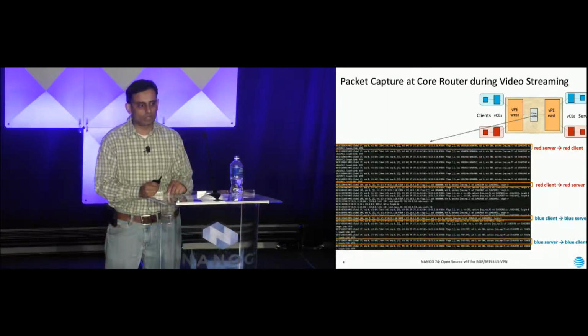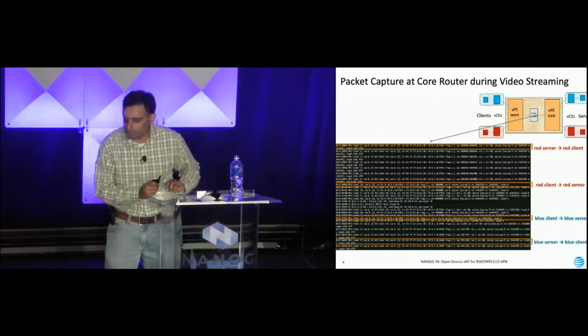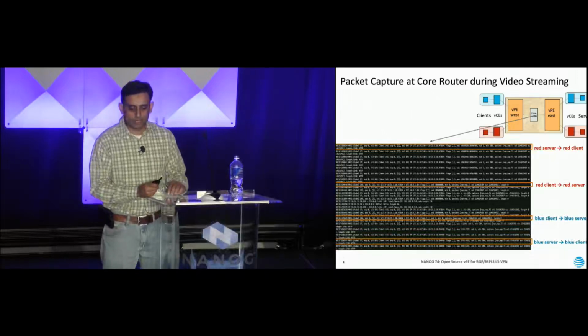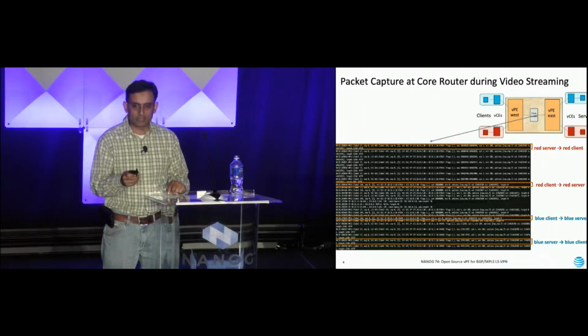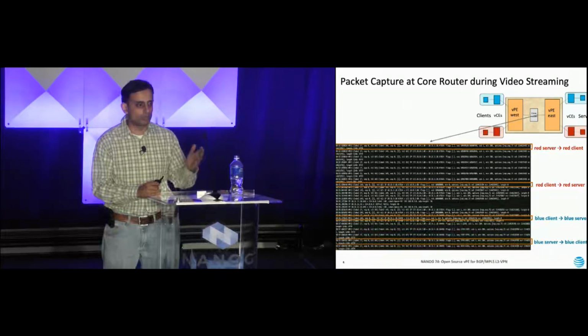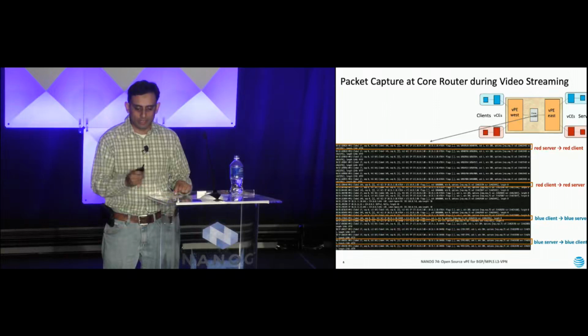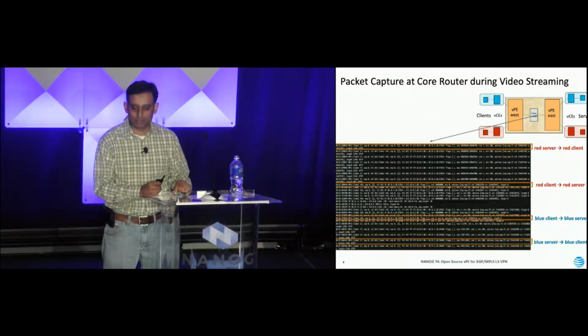The first one is going from the red server to the red client. And the thing that you need to note here is, and I don't know how well it is visible, but you will see that this is a packet that has 2 MPLS labels. The outermost label is for the loopback of VPE West, which is the egress for traffic going to the client. And the inner label 145 corresponds to the red VRF on VPE West.